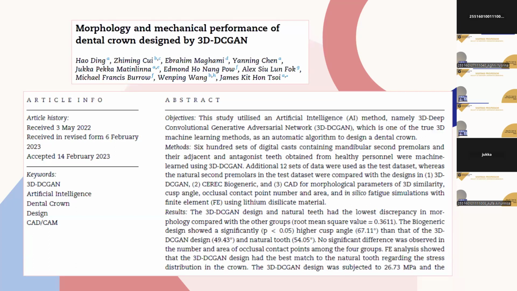And in this setup, we had 600 sets of digital casts containing both mandibular second premolars, and the adjacent and antagonist teeth from healthy personnel using 3D DCGAN. Moreover, 12 sets of data were used as the test dataset, whereas the natural second premolars in the test dataset were compared with the designs, and then we have 3D DCGAN, CEREC biogeneric, and CAD for morphological parameters of 3D similarity, cusp angle, occlusal contact point number and area, and then computer fatigue simulations using finite element. And as the crown material, we decided to go for lithium disilicate.